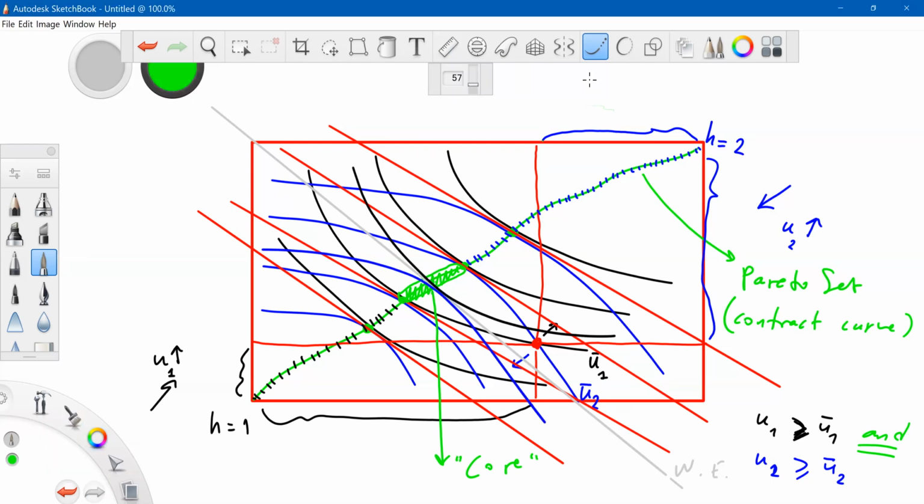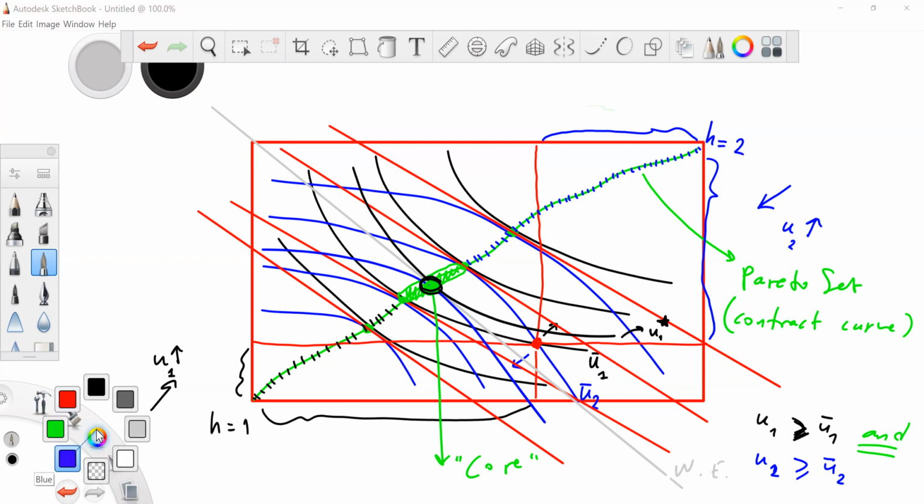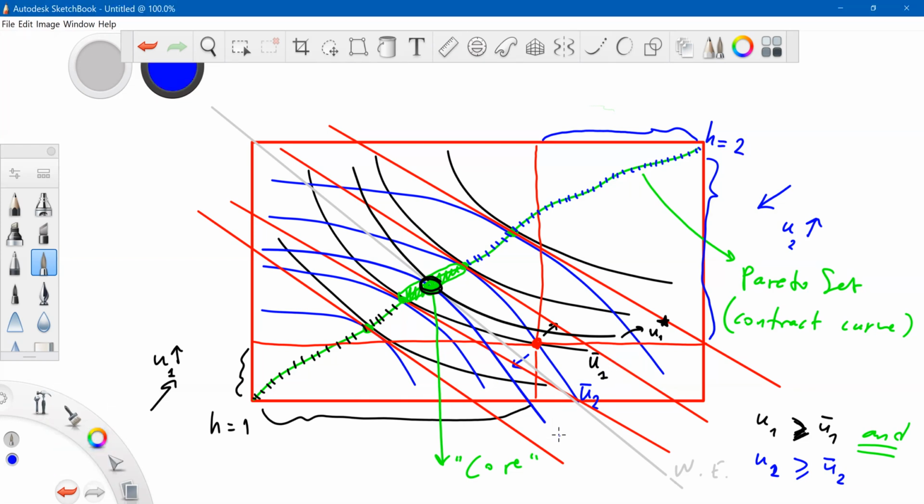As you see, at this point, they agree on a new set of prices. This is maximized. And the blue one, this is maximized. So the Walrasian equilibrium will be on the core, and the core will be on the Pareto set.